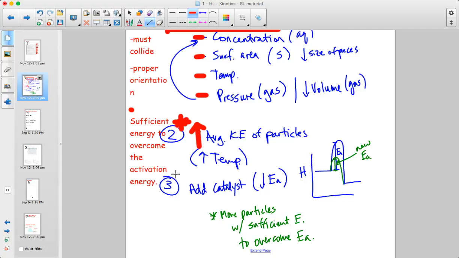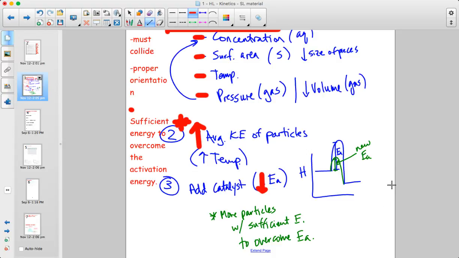A catalyst is some substance. It could be a piece of metal. It could be acid. It could be an enzyme. It's some other substance that you add. And what it does is it provides a lower energy pathway for the reaction. So it lowers the energy requirement. It lowers the activation energy.